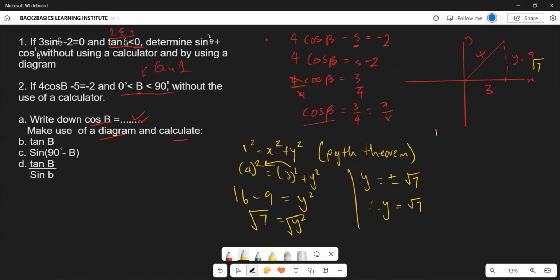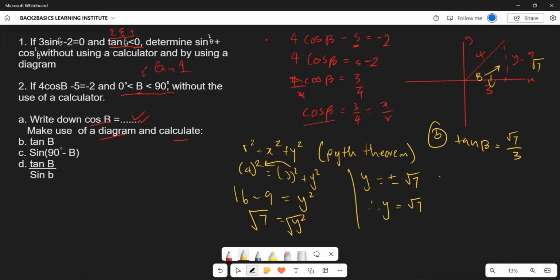Now, let's look at your number B. Let's write your B here. So now what is it that you are required in B? In B, they want you to calculate what is tan of B. Now, tan of B is very easy because, if this is your angle B here, what is going to be tan? Remember, it's TOA, which means opposite over adjacent. And what is opposite? So this is going to be root 7 over 3. Okay, then that is going to be tan of B.